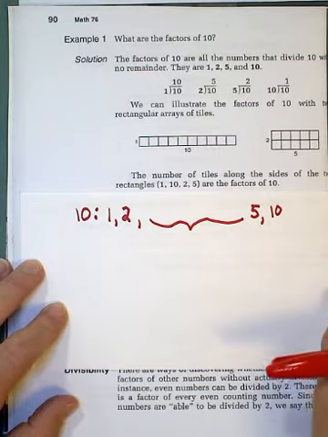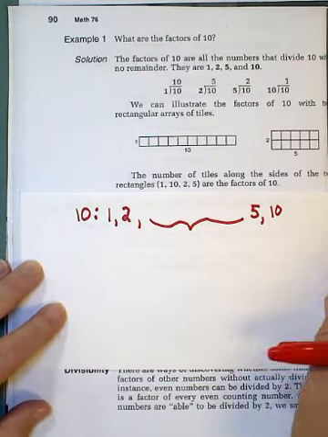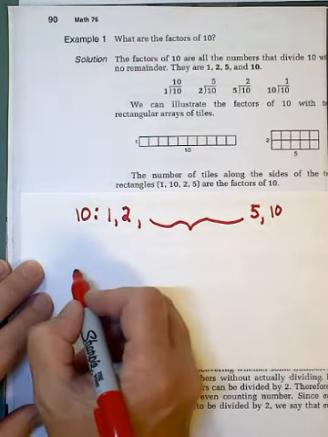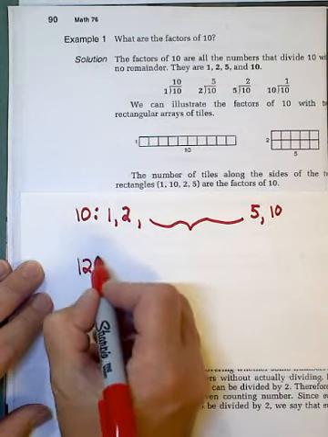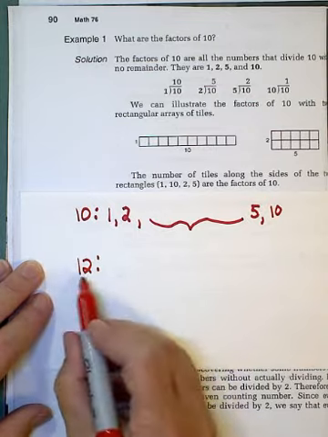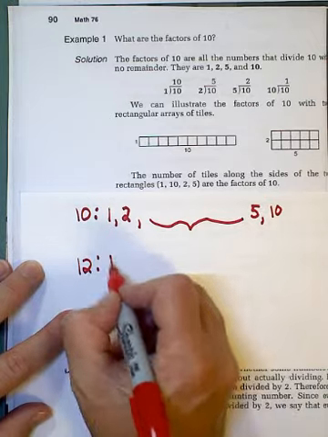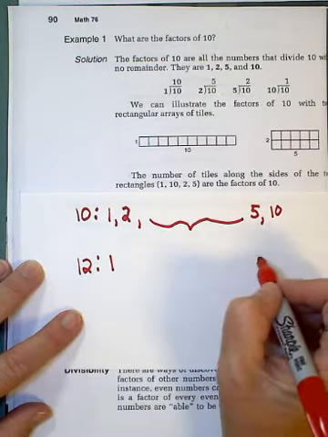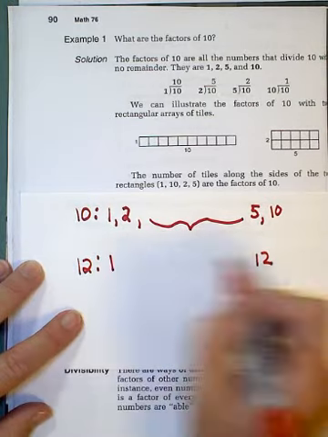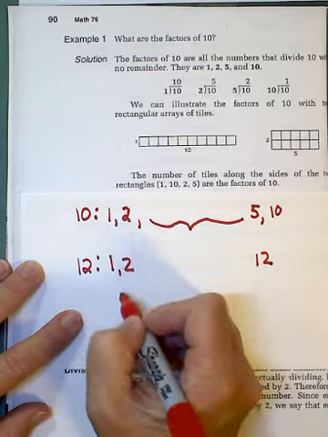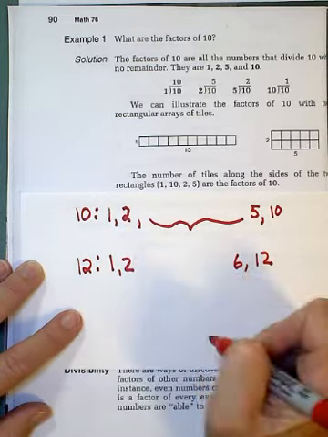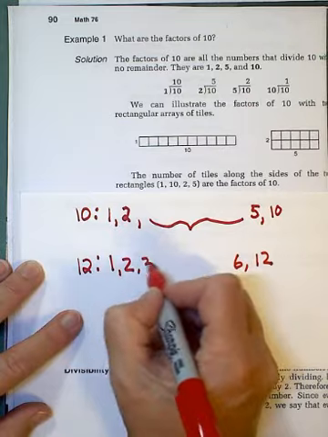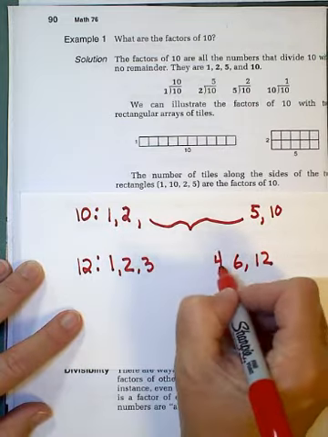Let's try factoring another number again, just so you can see this method. Let's find all the factors of 12. So I wrote 12 with a colon. We always begin with 1, tip over to the other side, 12. 2 times 6 equals 12. 3 times 4 equals 12.